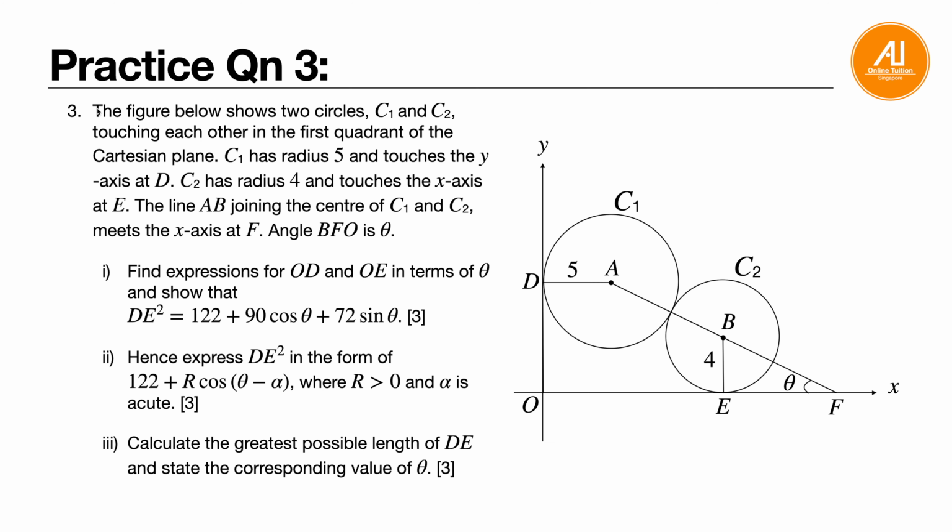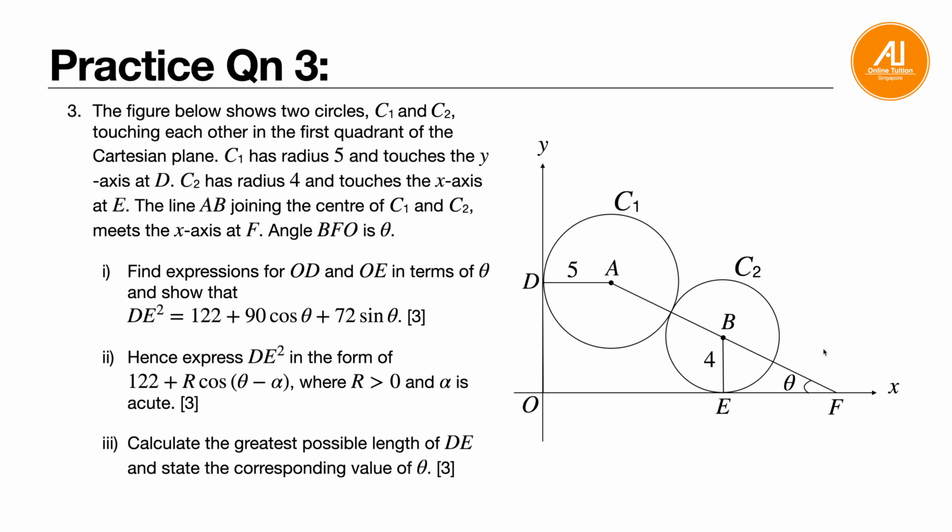Question 3, last question. The diagram shows what? Two circles, C1 and C2, touching each other in the first quadrant of the plane. C1 has a radius of 5 units, touching the Y axis. So this is the bigger circle, touching the Y axis. And then you have C2, radius is 4 units, touching the x-axis at E, touching here, this 4 units. So the line AB joining the center of C1 and C2 meets the x-axis at F, and then the angle here is theta.